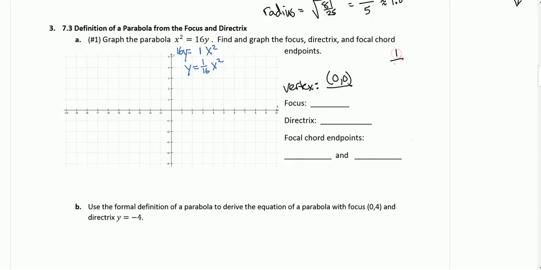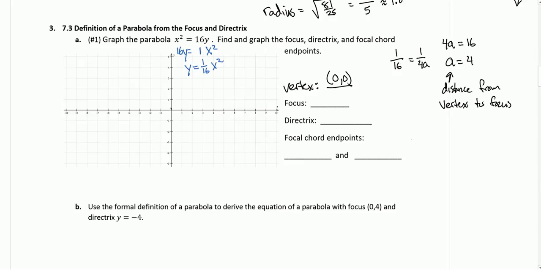That 1 over 16, though, is equal to 1 over 4a. Or in other words, that 16 we can set equal to 4a, and find out that a is 4. A is the distance from the vertex to the focus. And that's going to be helpful with our graph here.